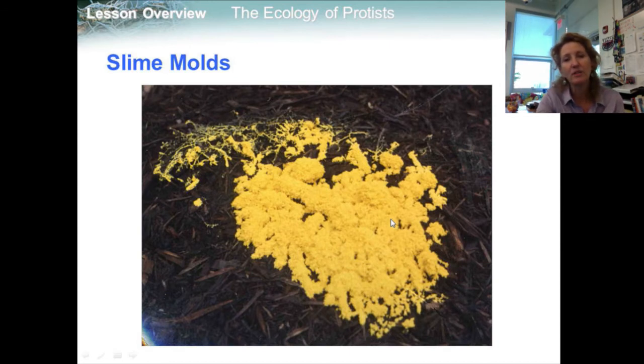A slime mold is a heterotrophic protist that thrives on decaying organic matter. Slime molds are found in places that are damp and rich in organic matter, like on the floor of a forest or a backyard compost pile, for example. Slime molds play key roles in recycling nutrients in the ecosystem.